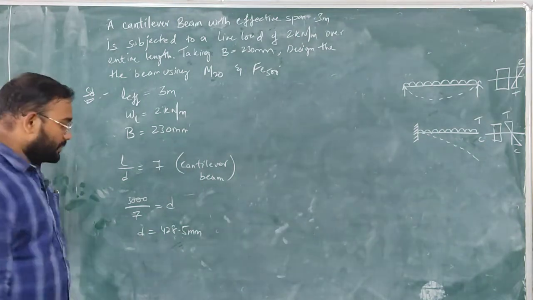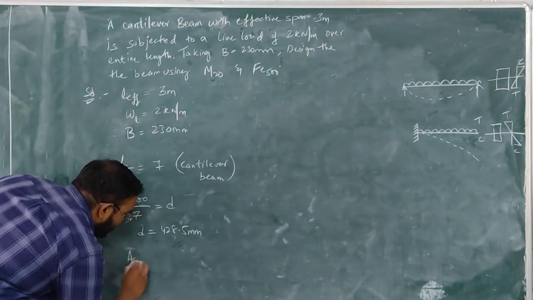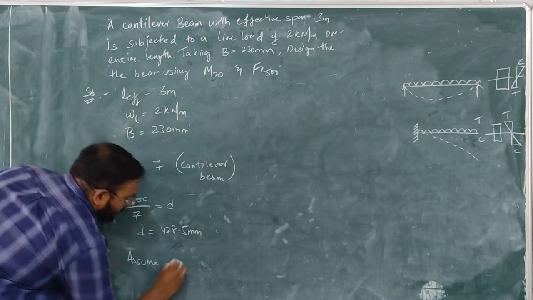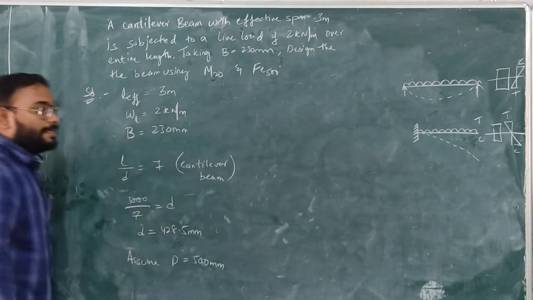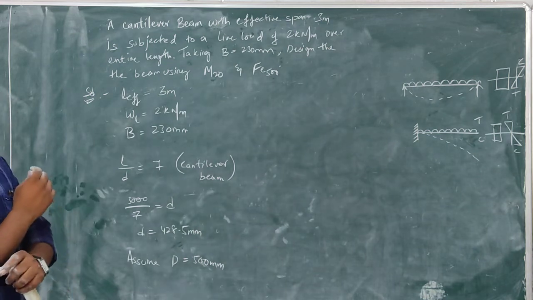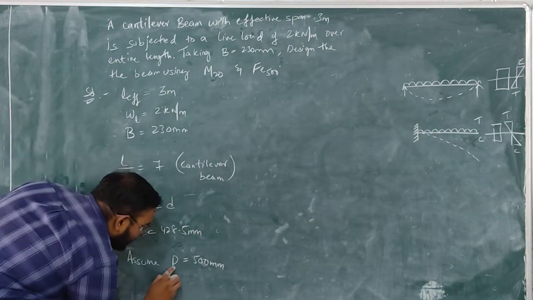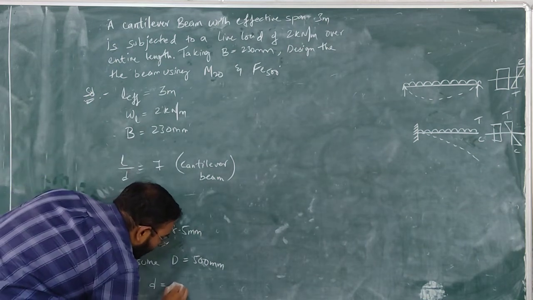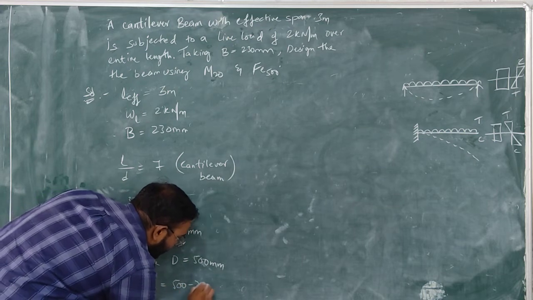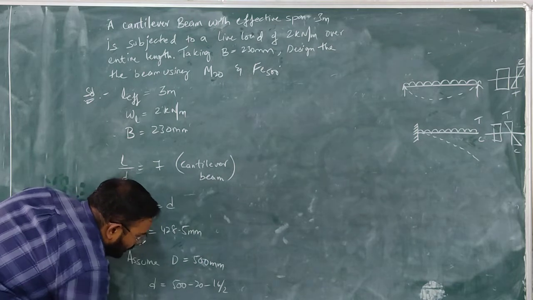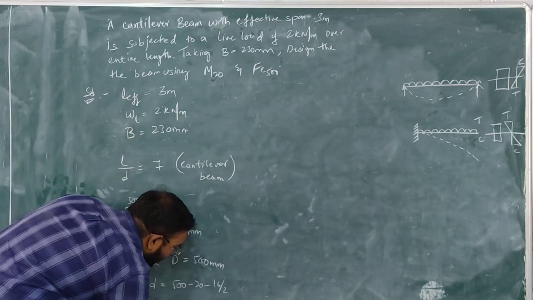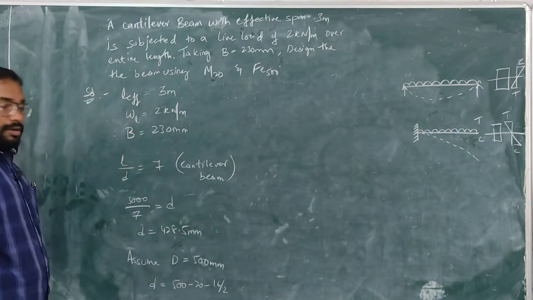Now here assume capital D is equal to 500 mm. We'll assume capital D as 500 mm. Now tell me what small d is. Small d is equal to 500 minus 20 minus 16 mm diameter bars divided by 2. This is equal to 472 mm. Correct?